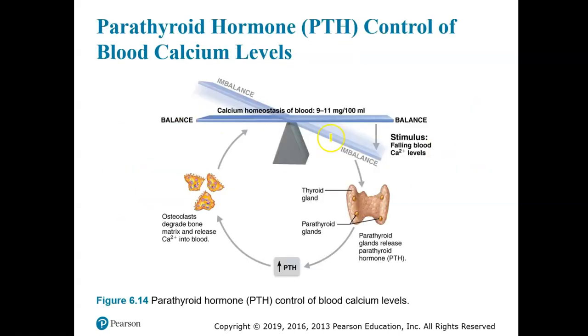But anyway, calcitonin would do the opposite of that. Calcitonin would be released when the calcium levels were too high, and it would inhibit the osteoclasts, and it would stimulate osteoblasts to build more bone tissue, to remove calcium from the blood and add it to form bone matrix.